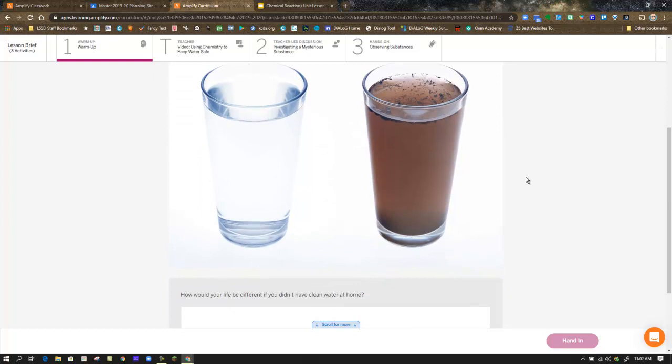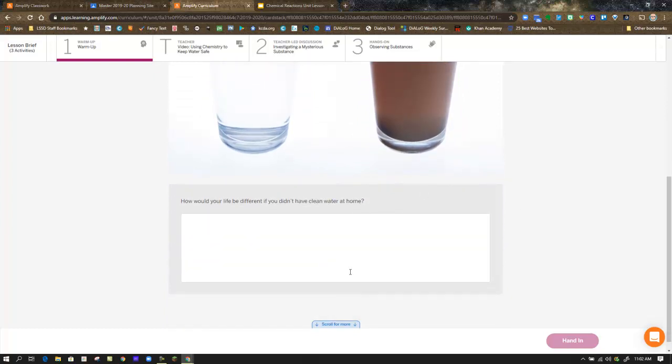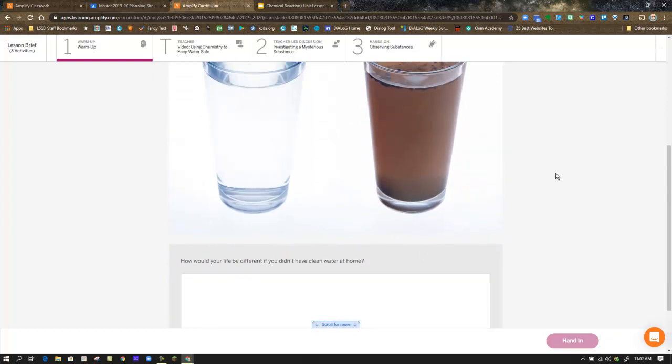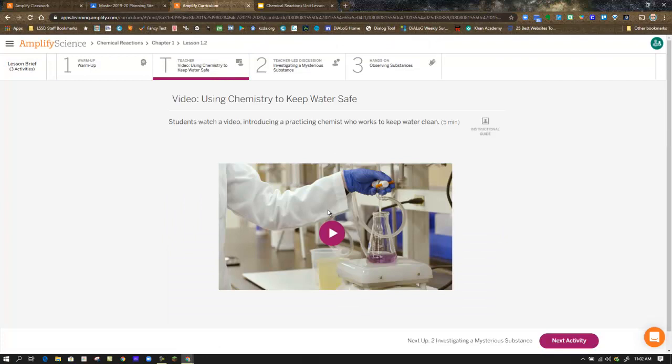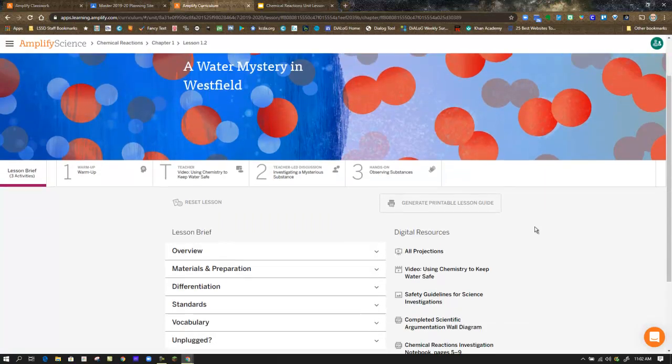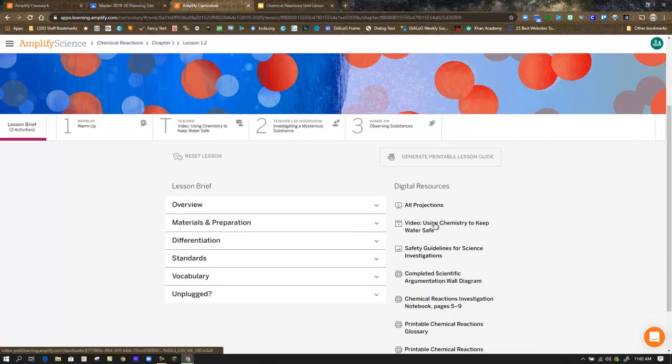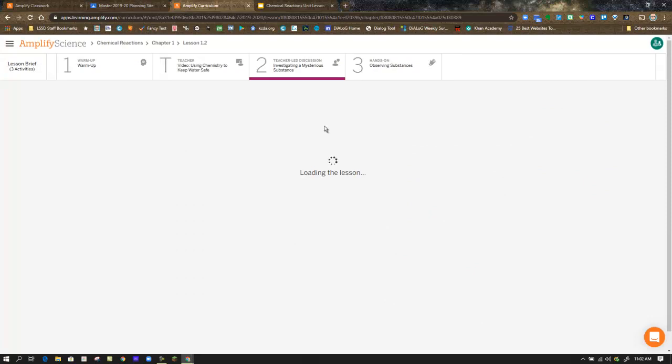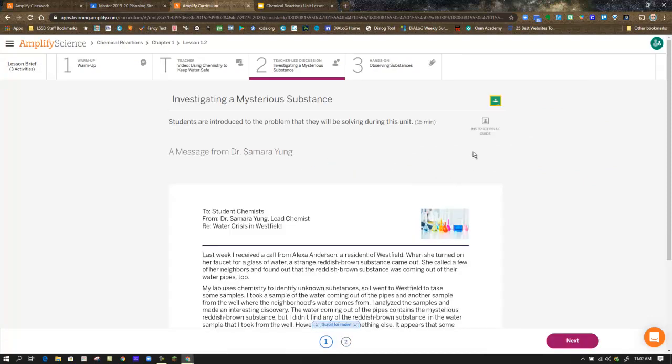Keep these images in mind after you answer the warm-up question, because you might want to refer back to them in the following steps. If you were in classroom, the teacher would present the video Using Chemistry to Keep Water Safe. Again, I remind you to go back to the lesson brief at home to view that video, and you'll find it on the right side. And then we're about to take a look at some projections, which are found in the digital resources as well. For step 2, we need to look at the projections.